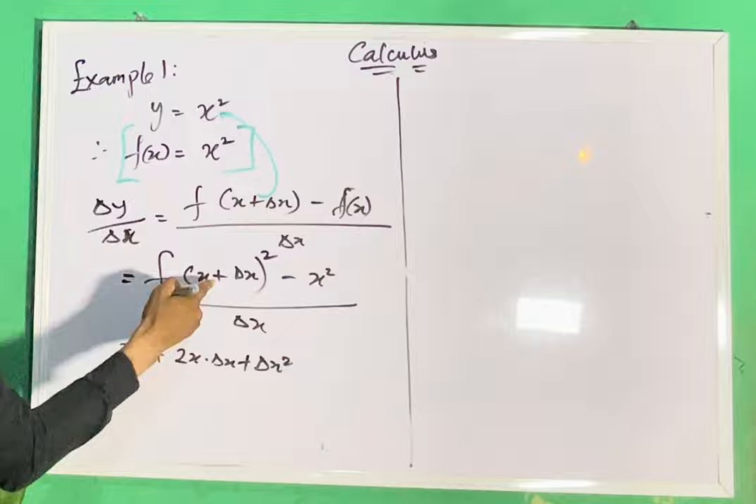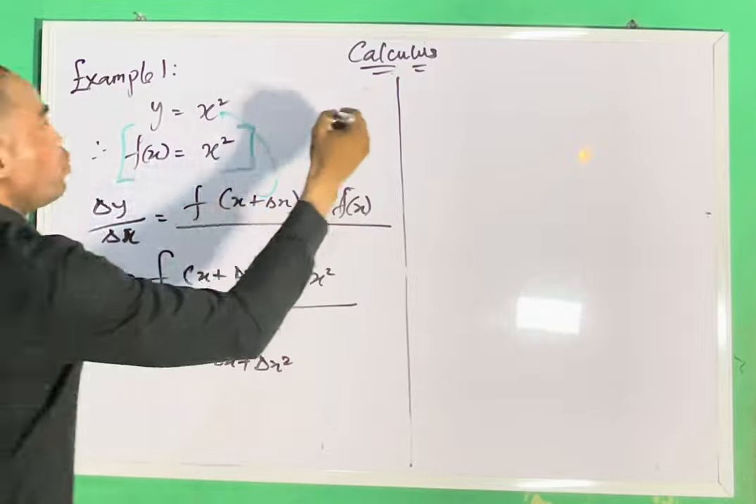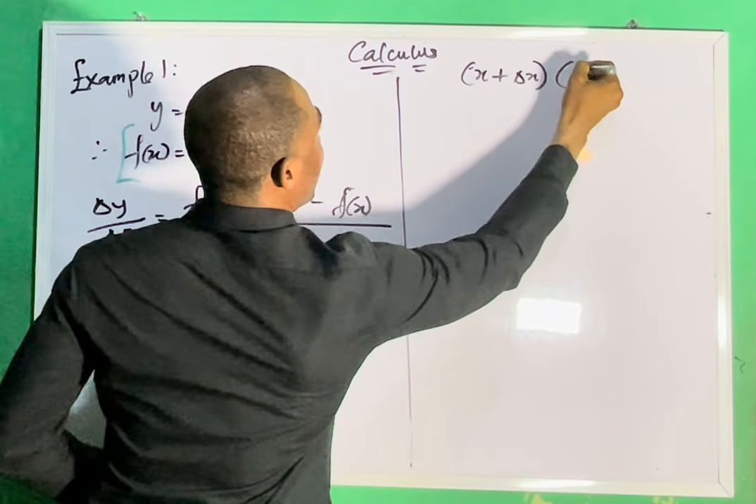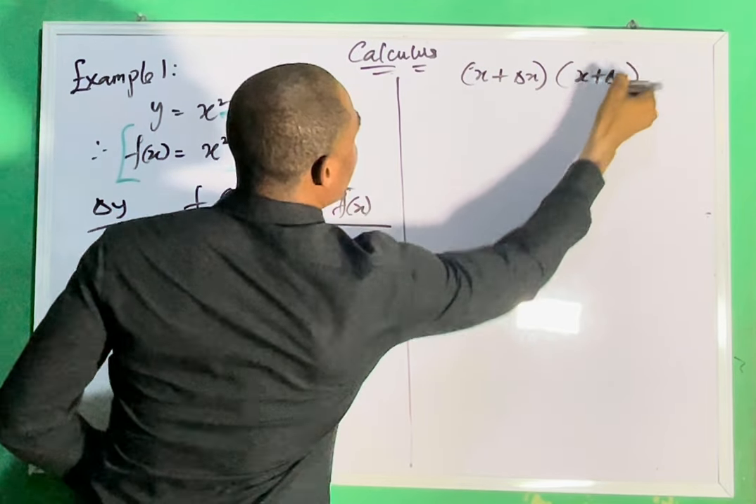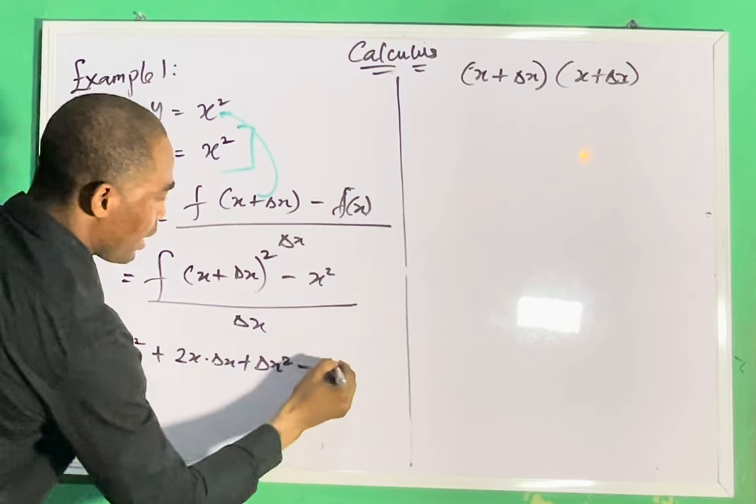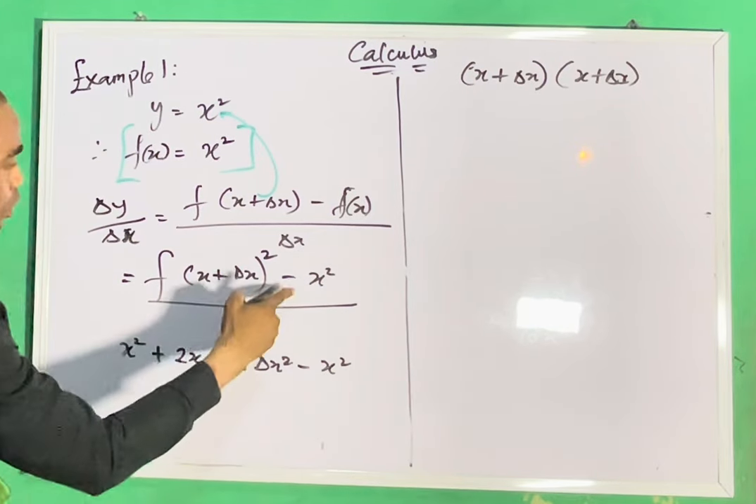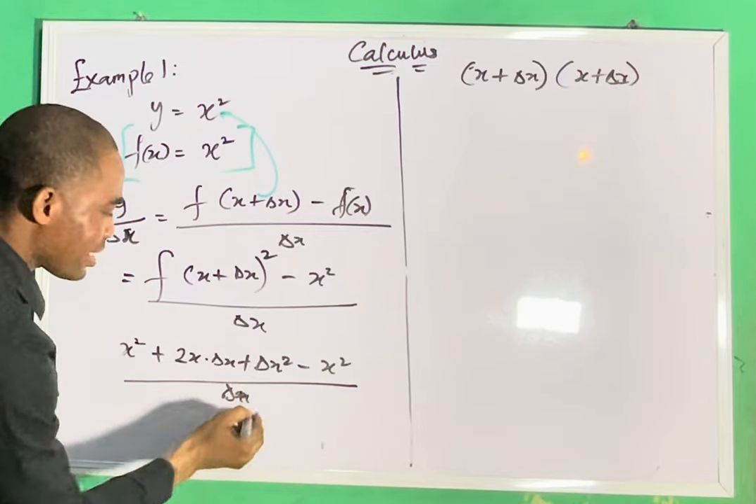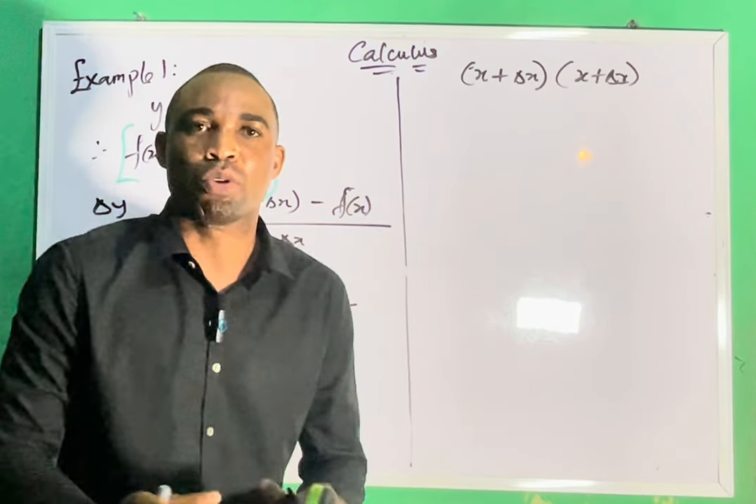If you expand this, what I mean is if you use x plus change in x multiplied by x plus change in x, your final answer, you will arrive at this. Then minus x squared. Don't forget minus this x squared. Then all over change in x. This process is still simplification. We just want to simplify it.